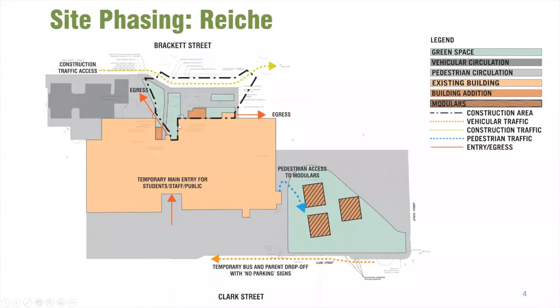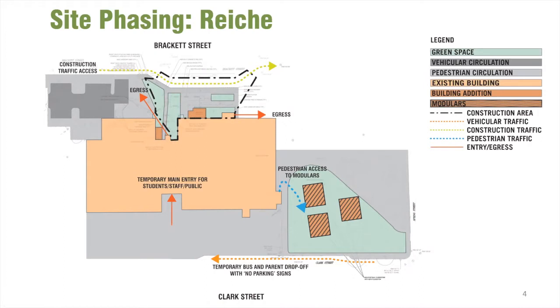The diagram on the screen right now has big light orange rectangles, and the center is the school building. Clark Street is on the bottom of the page, and Brackett Street is on the top. The entrance right now is on the top side, between the school side and the community center side. The black line indicates where we anticipate construction fencing occurring.